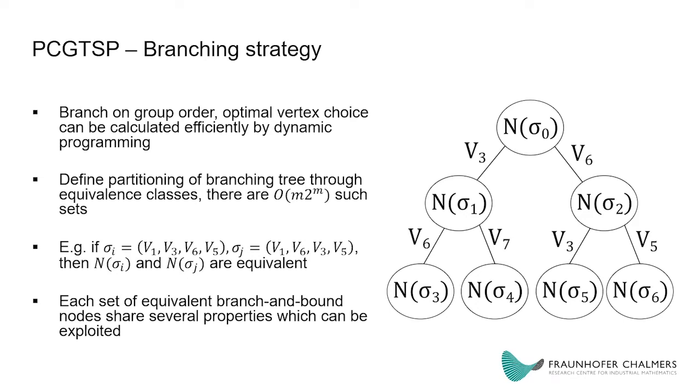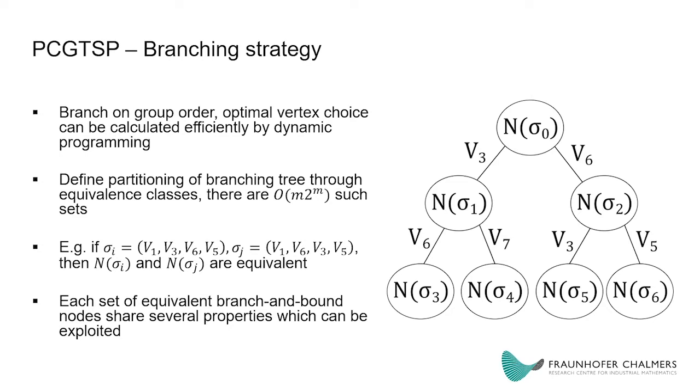Secondly, it turns out that we may divide the set of branching tree nodes into equivalence classes based on the principle of optimality for the TSP. There are on the order of m times 2 to the power of m such equivalence classes or subsets, which together define a partition on the whole set of branching tree nodes.